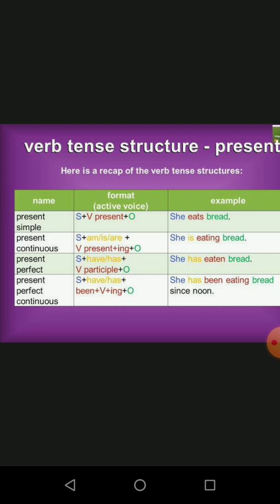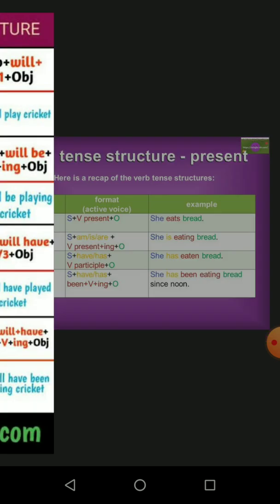The format is S. S means a subject. Then we have the present form of the verb, which is also called the base verb or the main verb. And then we have the object. So this is a very simple sentence. As you can see in the example given over here, she eats bread. She is your subject, eats is your verb which is in present form, and bread is your object. This is a very simple example.